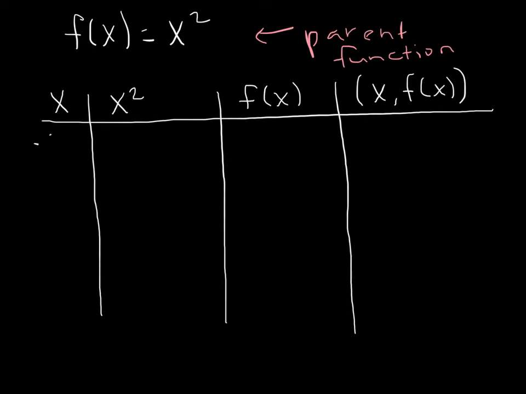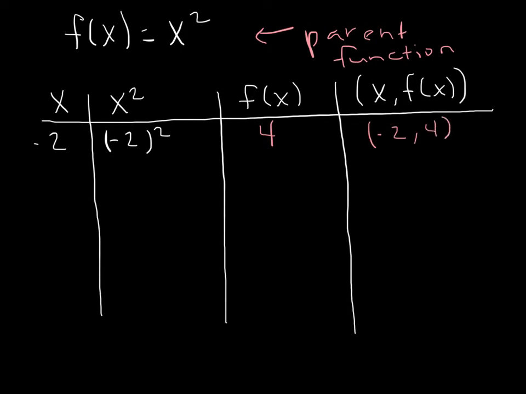I'm going to start with -2. So if we take -2, and that's our x, so we're taking -2 and plugging it in for x, correct? So we're going to end up getting -2 squared, which gives us 4. And then I want to write this as an ordered pair. The last column is saying my x, comma f of x, where f of x is just another way to say y. We can write it as the ordered pair -2, comma 4.